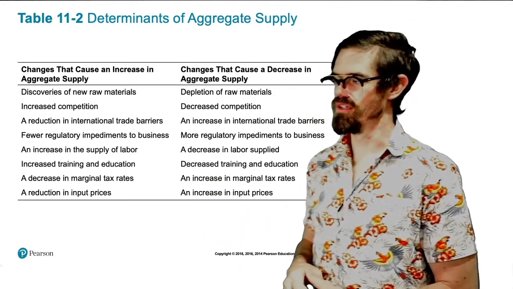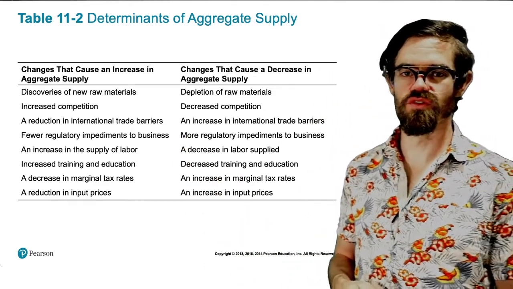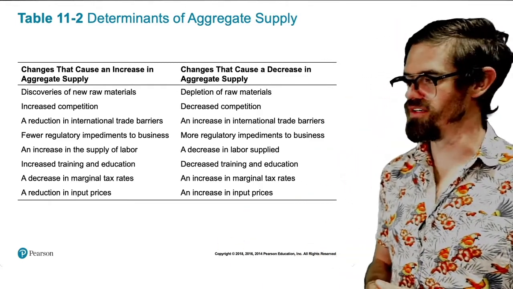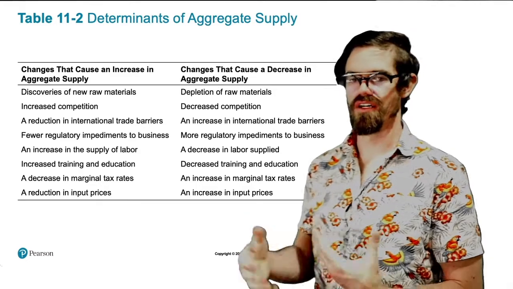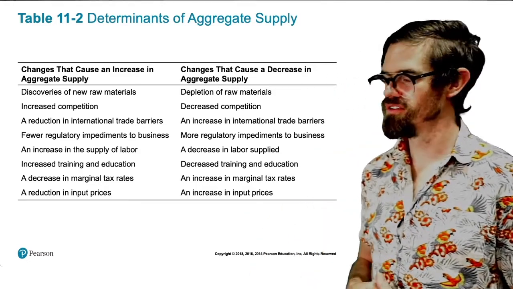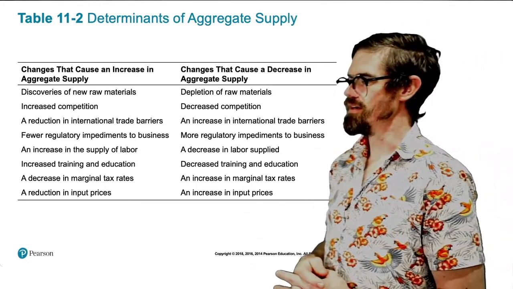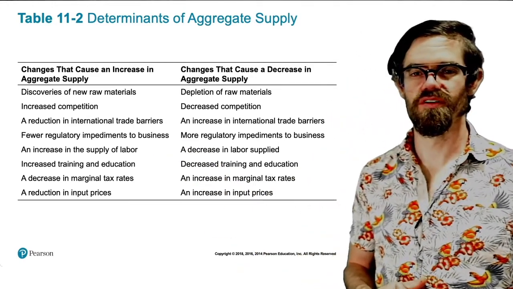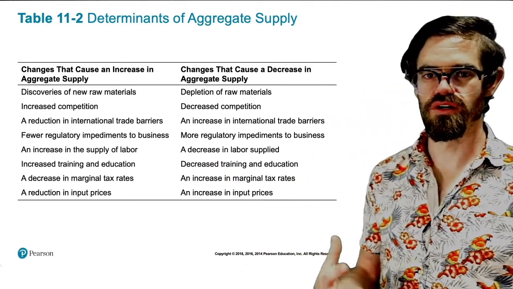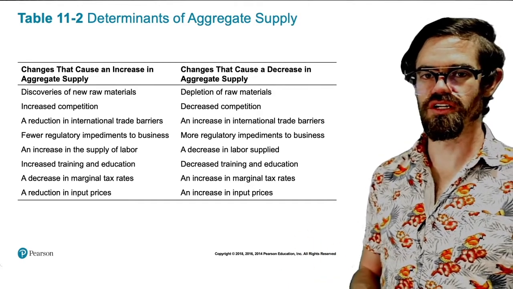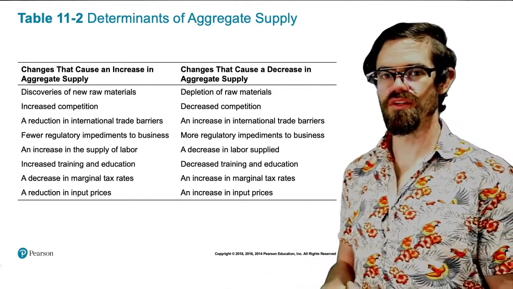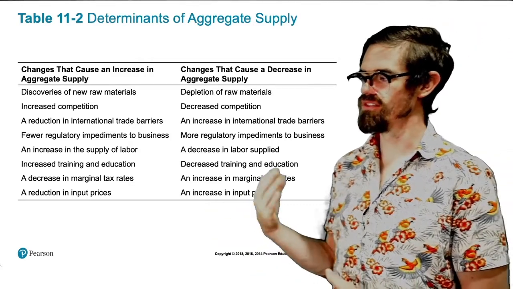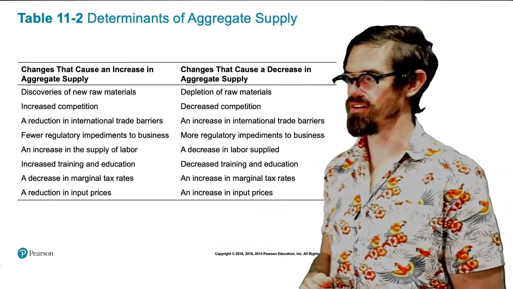Fewer regulatory impediments for businesses, so the government reducing restrictions and regulations, which are a source of cost for the firm. An increase in the labor supply, right? So if more people get out there and want jobs or are looking for jobs, there's more people to be employed. That's a resource of production. And so that increase in the labor supply would increase aggregate supply.